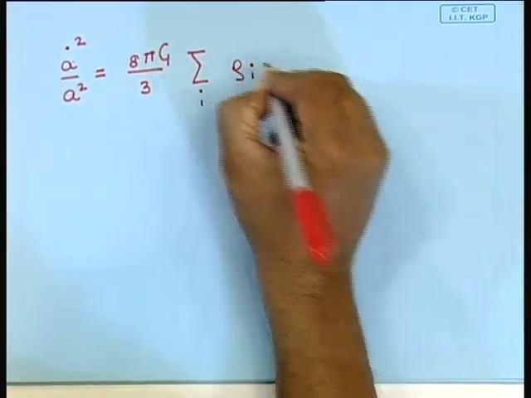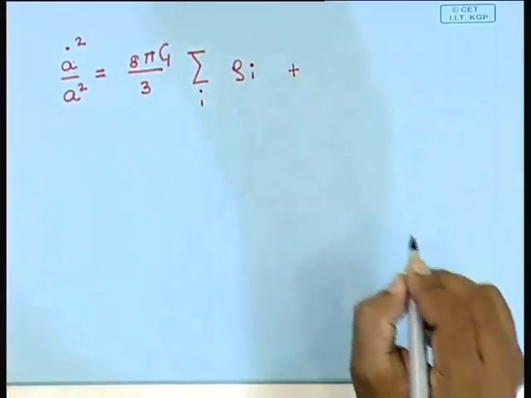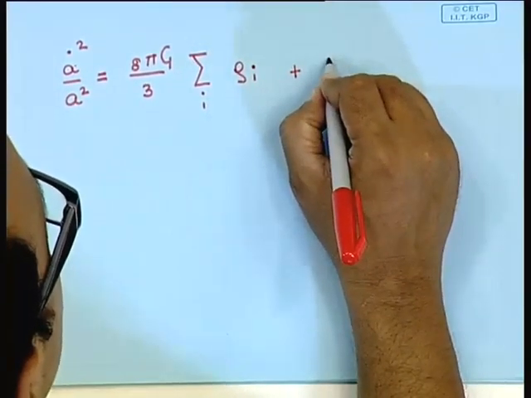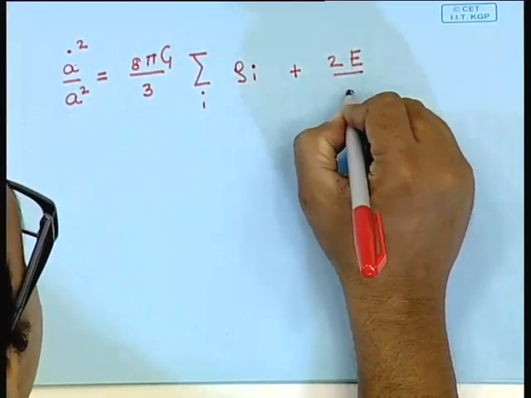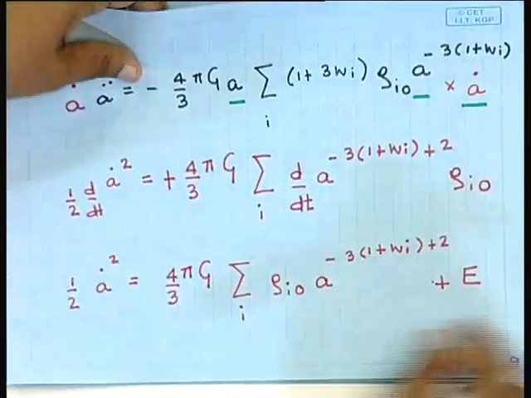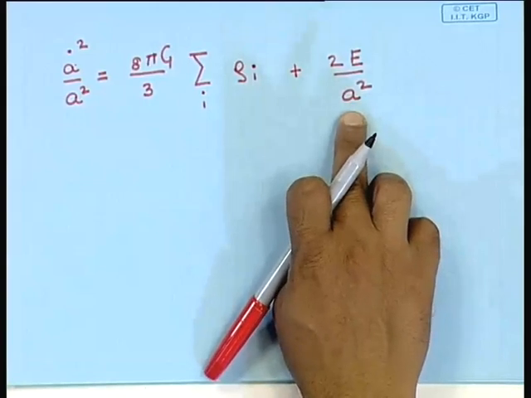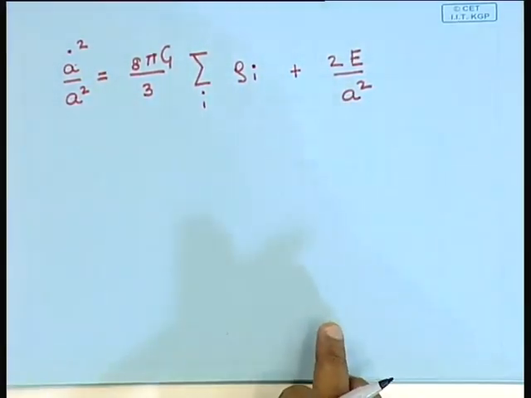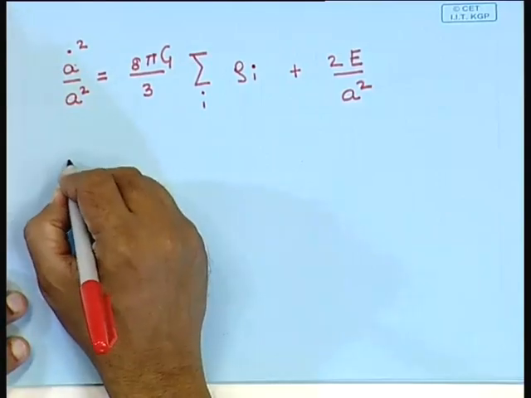So, if I divide this by a square, what remains is this, and this I can write as rho I plus 2E by a squared. Remember, we have multiplied this by 2 and divided it by a square. So, this constant gets multiplied by 2 and divided by a squared. Now, the term on the left hand side is nothing but the Hubble parameter squared.